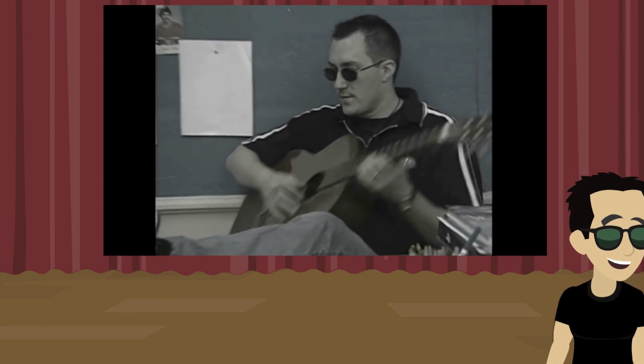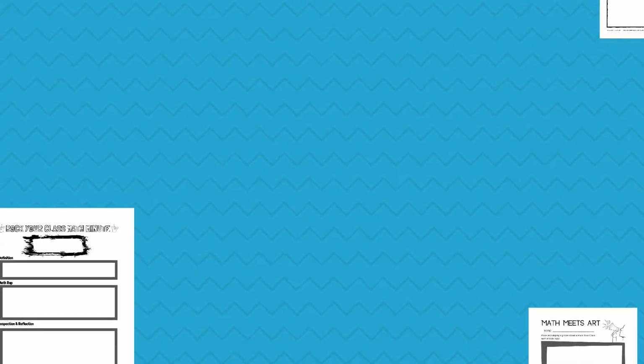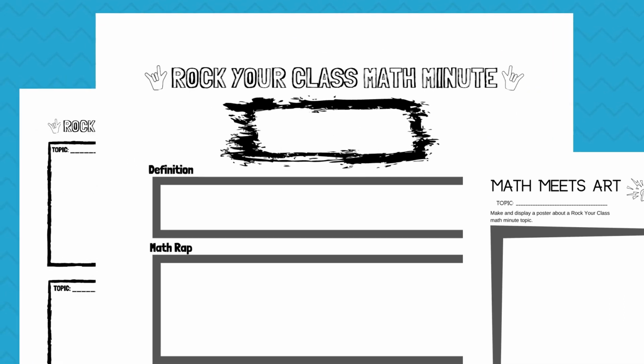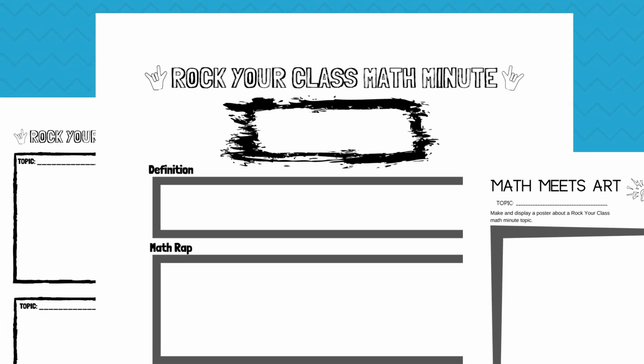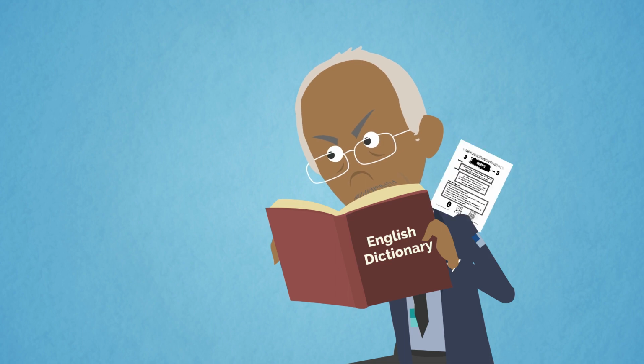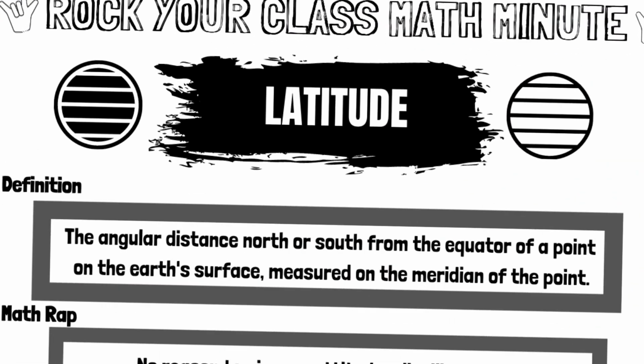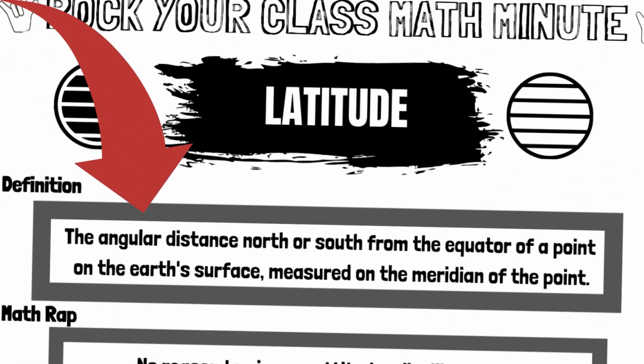Get ready for today's Math Minute topic. Latitude. What does the dictionary say? The angular distance north or south from the equator of a point on the Earth's surface, measured on the meridian of the point.